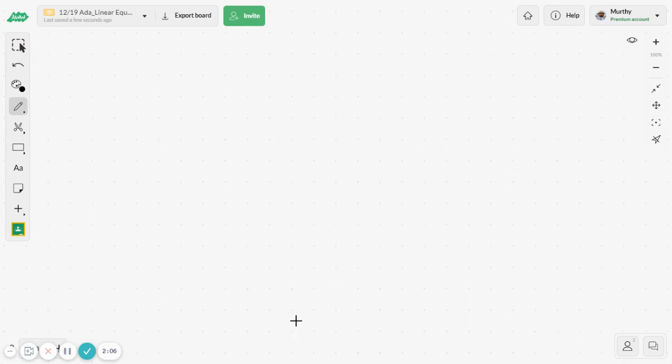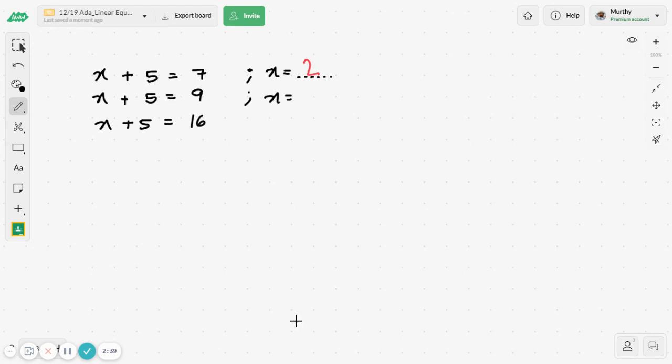Let me give simple examples. Let's say a number, I don't know its value, say x plus 5 equals 7. Easily you can guess what the value of x is, right? Is it okay for you to write the value of x here, please?